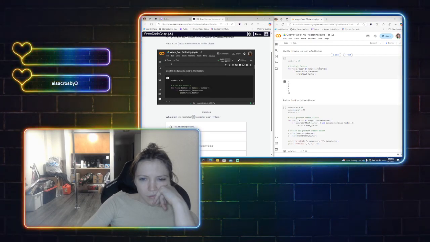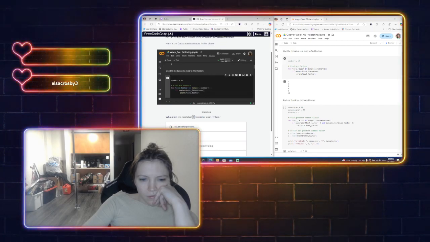So in our loop, I made this variable just called test factor. So we have for test factor in range 1 to the number plus 1. Because I'm dividing, I have to make sure I start at 1. If I start at 0, it'll give me an error. And I want to include that number itself, so I have to do plus 1. Otherwise, it won't do that last number.